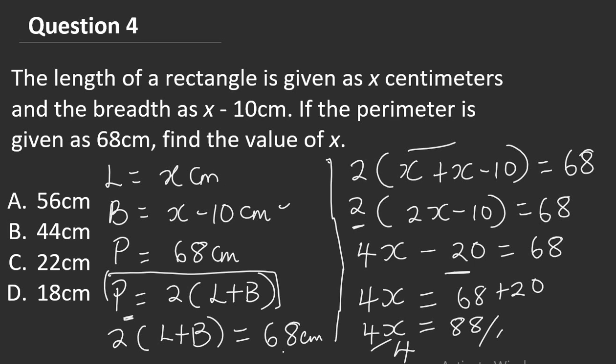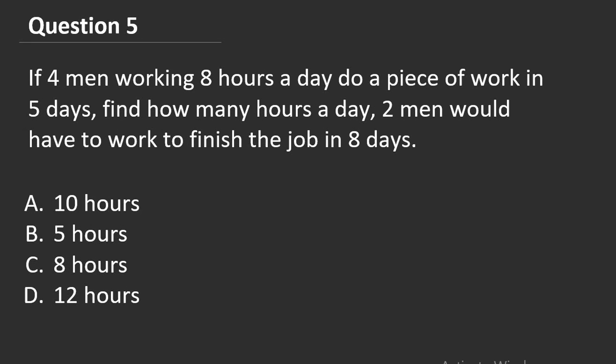Now divide both sides by 4 to get the value of x. 4 cancels 4. 4 into 88 is 22 centimeters. So the right answer is C. Alright, so we are done with the first 4 questions. Let's take a look at the next questions.